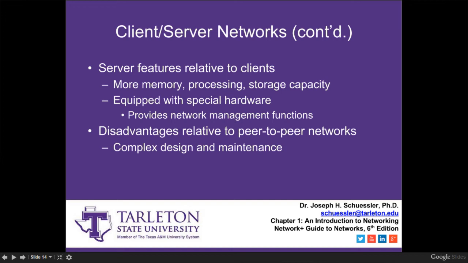They also tend to be equipped with special hardware. This may be to help provide additional network management functions. They may have extra network interface cards. They may have dual power supplies, things like that. Some of the disadvantages relative to peer-to-peer networks are that a client-server environment tends to be more complex, both in design and in terms of maintenance. So there are certain disadvantages to the client-server environment.